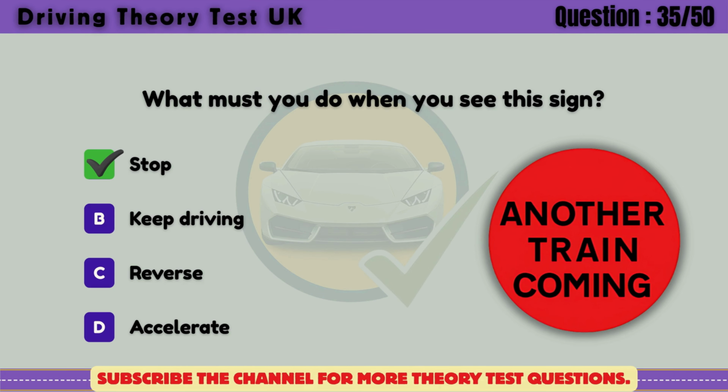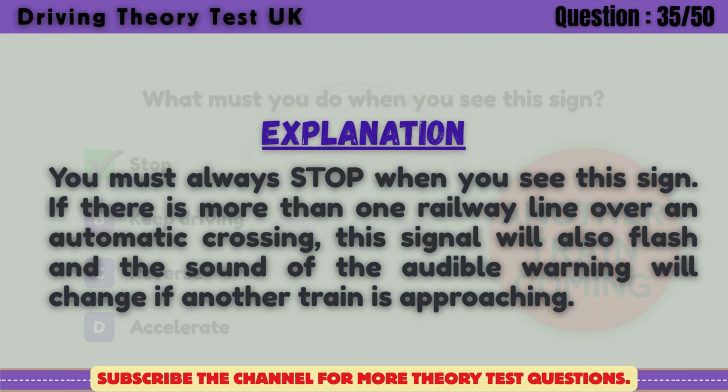Answer is A. Stop. You must always stop when you see this sign. If there is more than one railway line over an automatic crossing, this signal will also flash and the sound of the audible warning will change if another train is approaching.